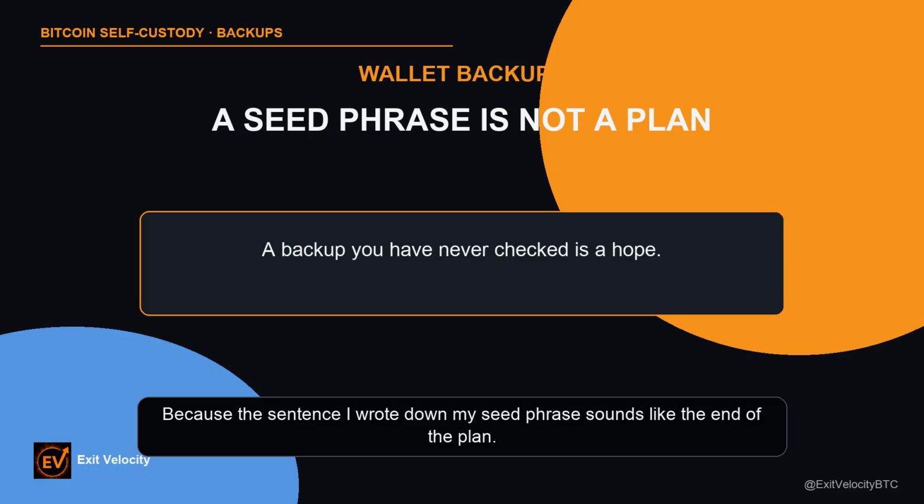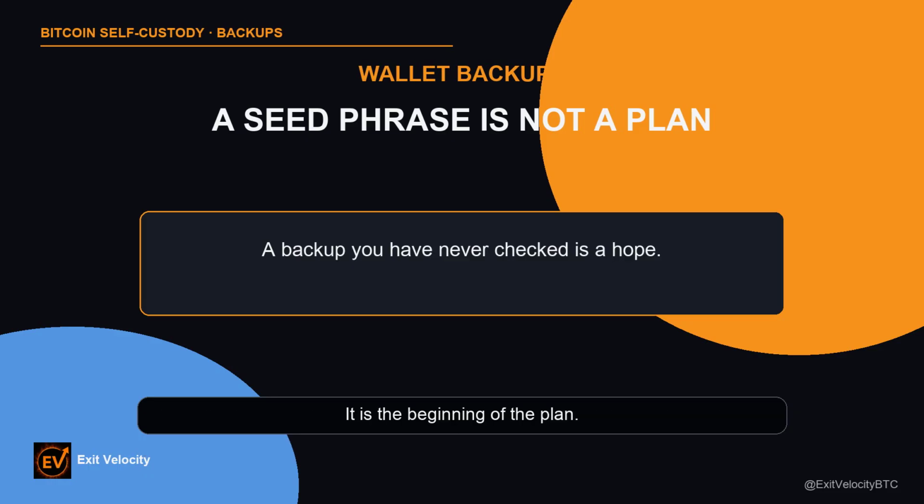Today we go directly into backups, because the sentence "I wrote down my seed phrase" sounds like the end of the plan. It is not. It is the beginning of the plan. A backup you have never checked is not a backup. It is a hope. And hope is not a self-custody strategy. This is where beginners get trapped.